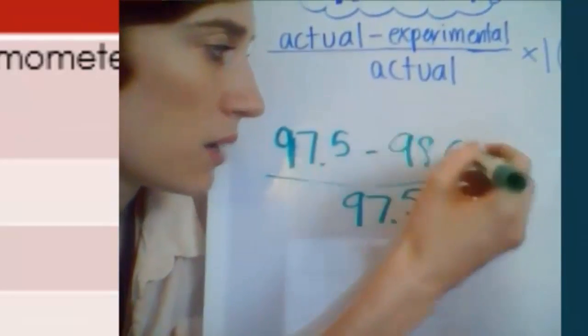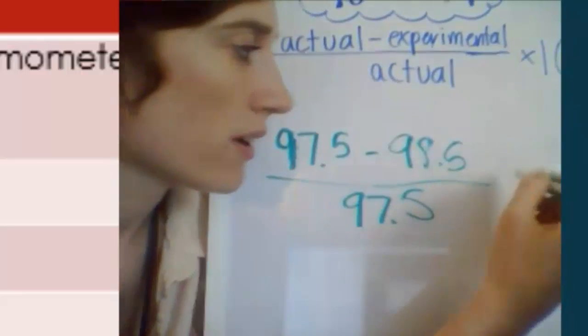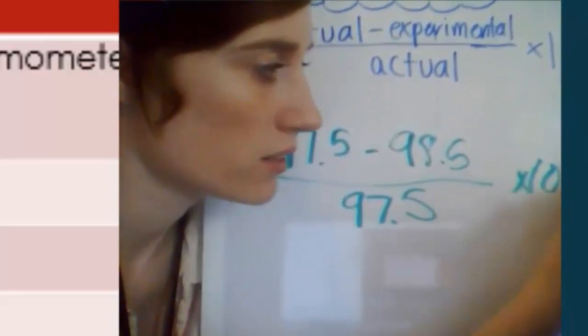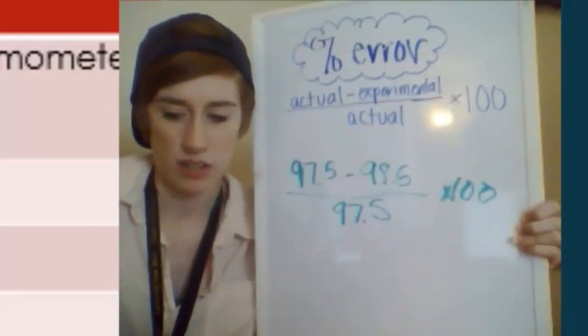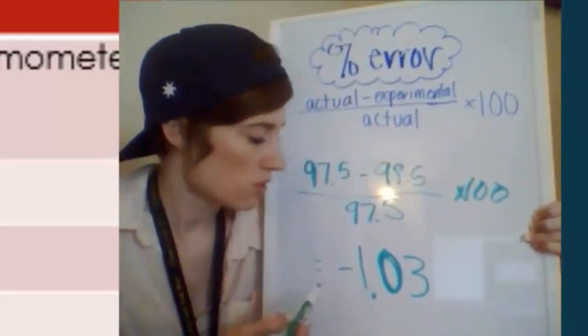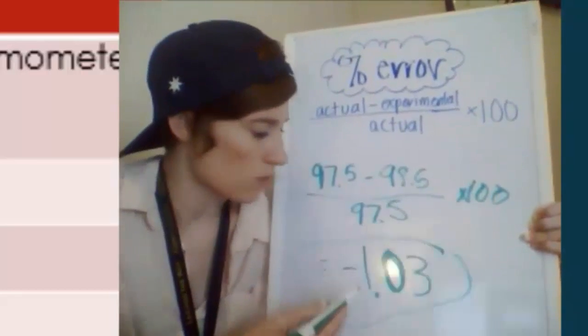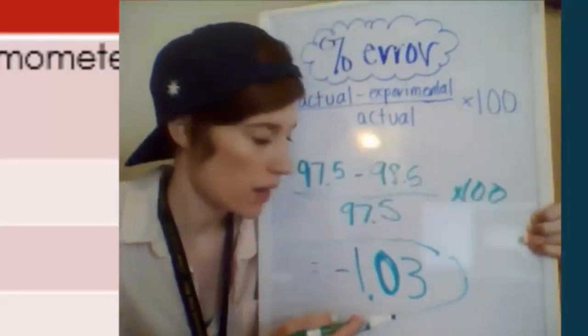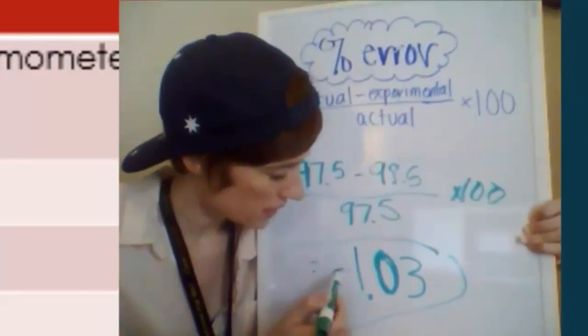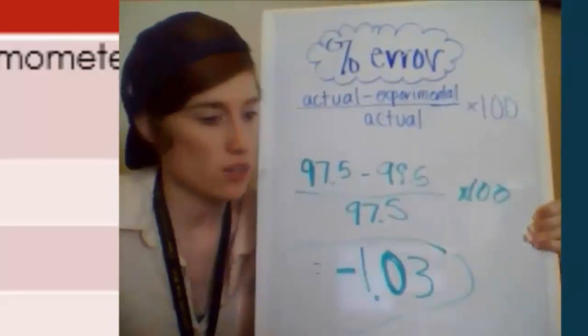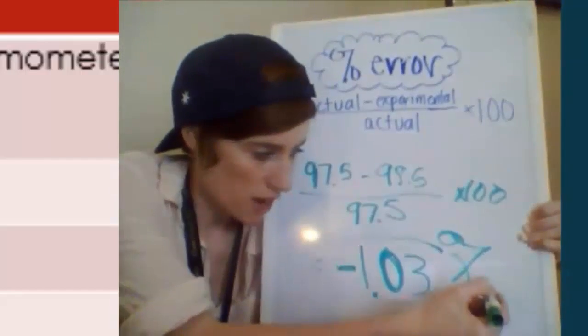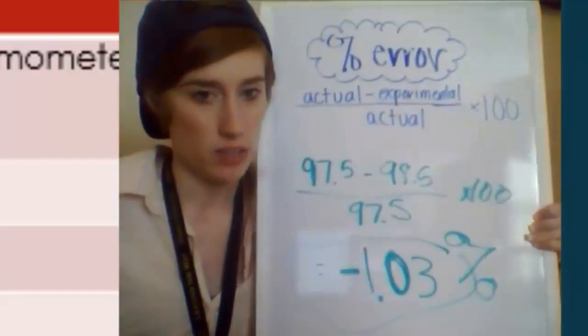Okay, so we do 97.5 minus 98.5 divided by 97.5 times 100. Now, when you're putting this in your calculator, do not put the times 100 in yet. Just put this into your calculator. When you get this answer, you should get negative 1.03, and I just rounded up. What this negative tells us is that we were under the value. My percent error is I was off by 1%. That's my error. Okay?